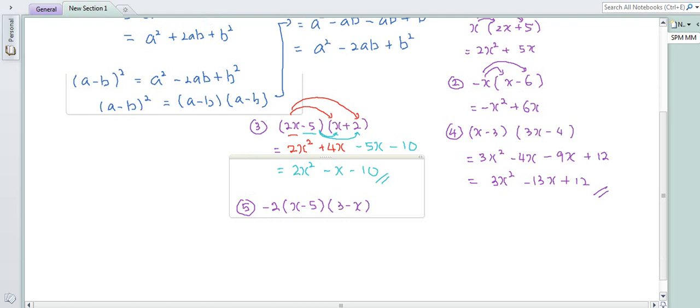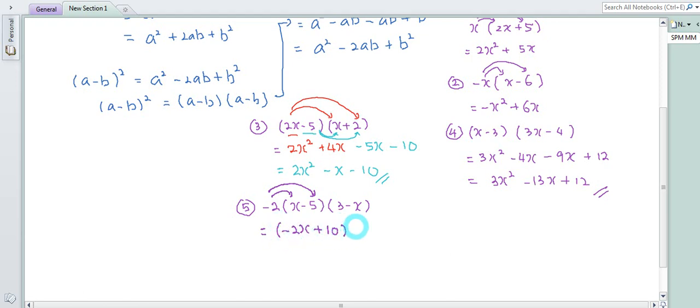How about this one? Now we have 3 parts here. We want to do expansion. It's the same thing. We can actually bring the negative 2 in first, but only into one bracket. You cannot bring the negative 2 into here and also into here, then you will get the answer wrongly. So negative 2 times x, you get negative 2x. Negative 2 times negative 5, you get positive 10. Be careful, put a bracket here. This part we just copy.